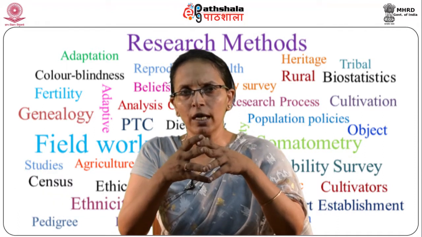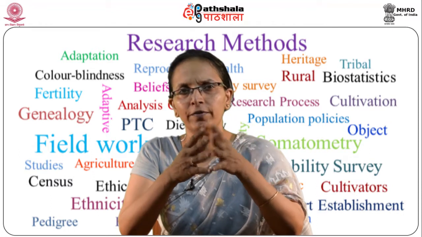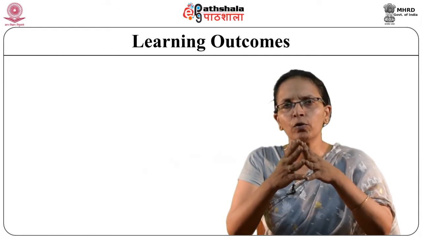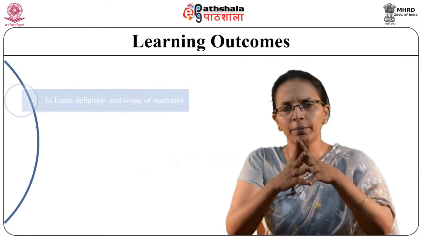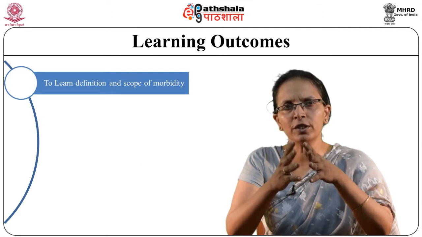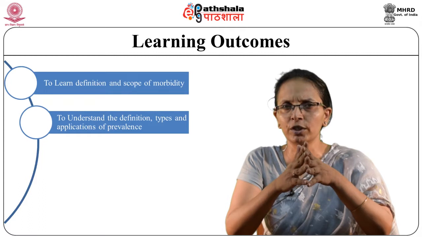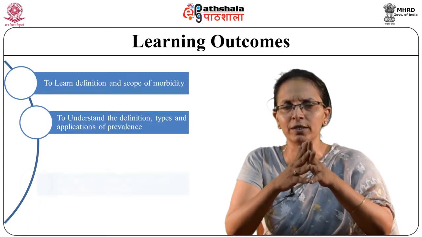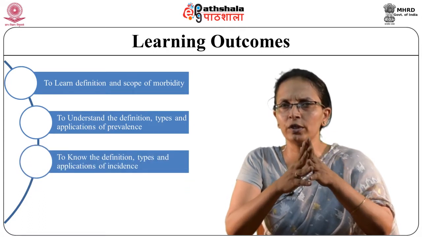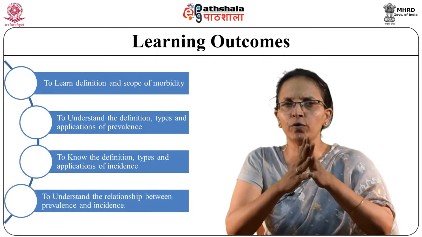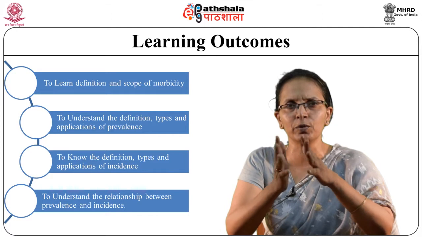Today I am going to discuss the module Morbidity Survey under the paper Research Methods and Fieldwork. The learning outcomes of the module are: number 1, to learn the definition and scope of morbidity; number 2, to understand the definition, types and application of the prevalence; number 3 is to know the definition, types and application of the incidence; and number 4 is to understand the relationship between prevalence and incidence.